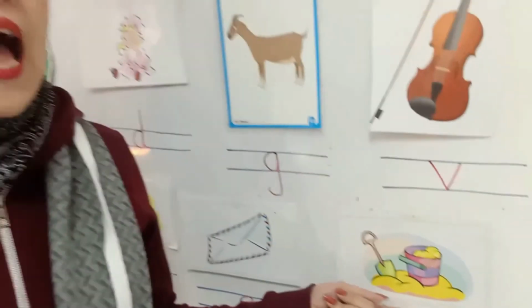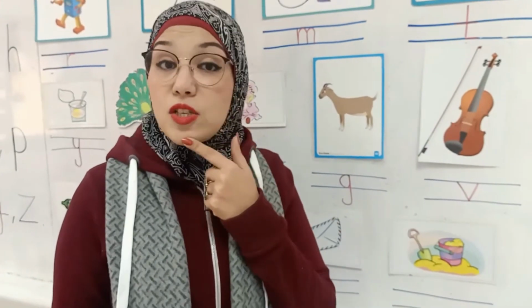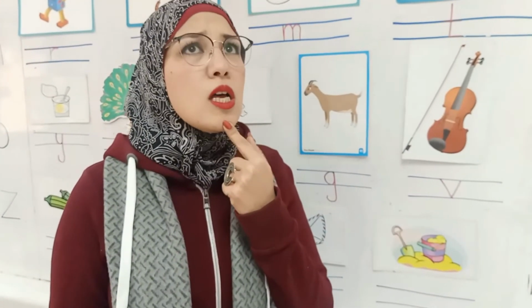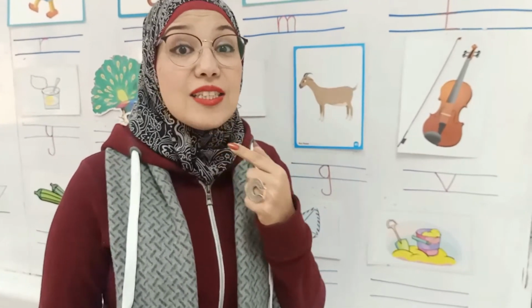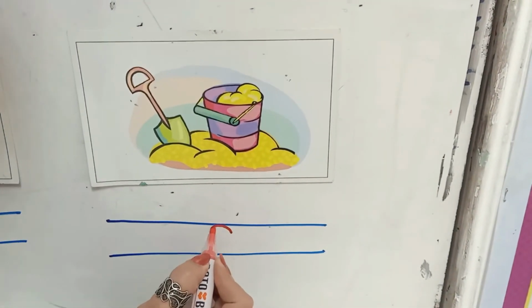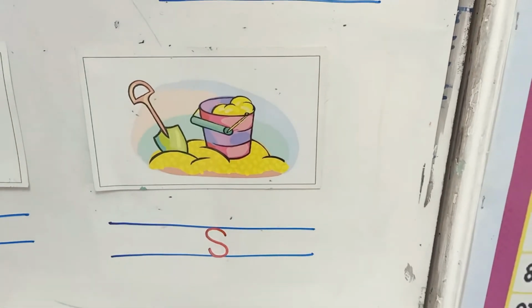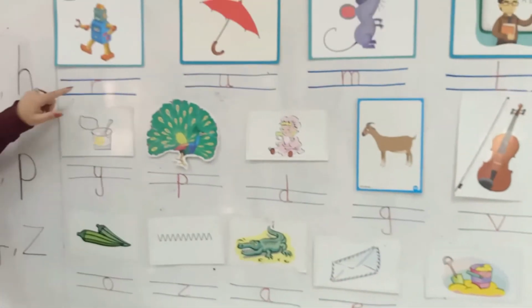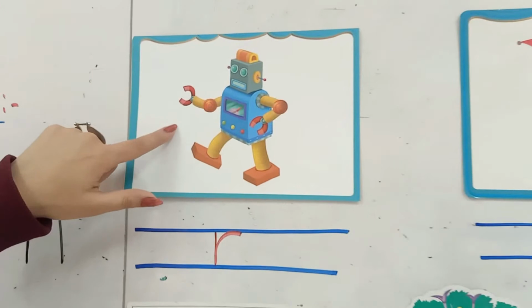And now, what is this? Sand. Sand starts with letter S. Super. S is for sand.